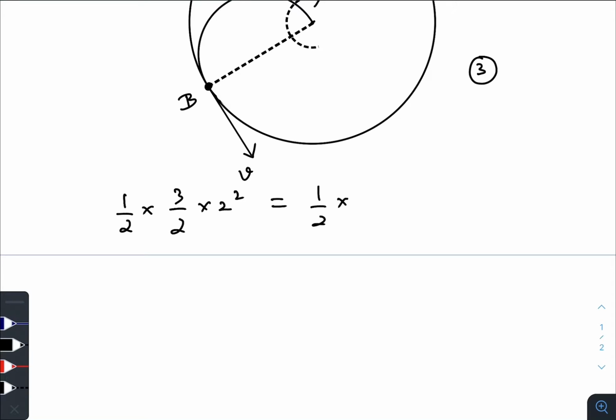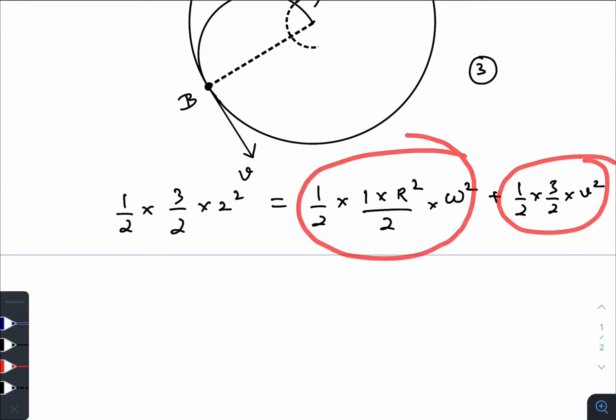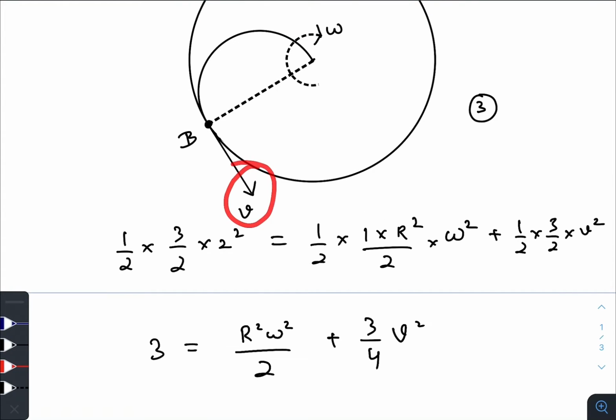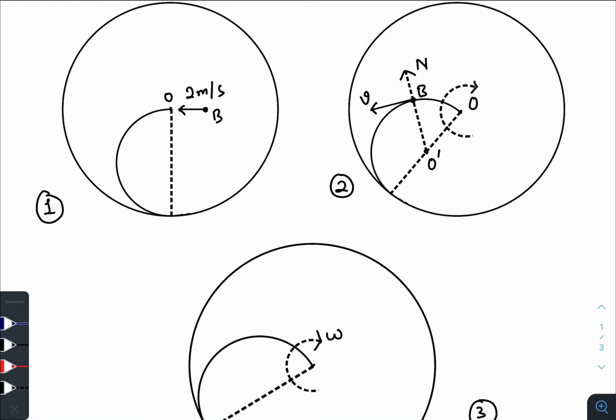squared. What is I here? I is the mass of the disc times radius squared divided by 2, because it is mr squared by 2, times omega squared, plus the final kinetic energy of the ball. So we have the initial kinetic energy of the ball, the final kinetic energy of the ball, and the final kinetic energy of the disc. Let us simplify this one. So we have 3 r squared omega squared divided by 2 plus 3 by 4 v squared. We are interested in v here. In our question, they have asked for v. So we need another equation, and we will get that equation by conserving angular momentum with respect to point O.